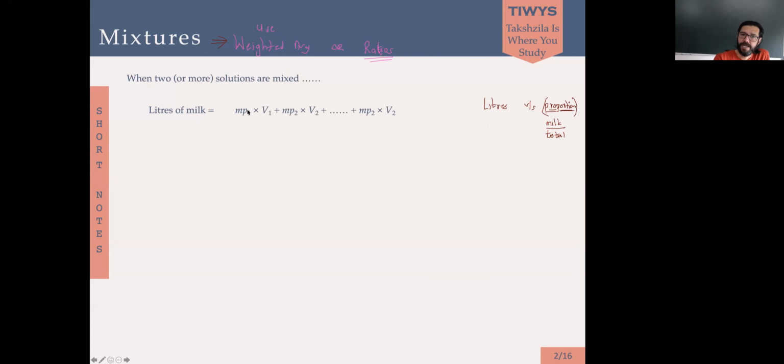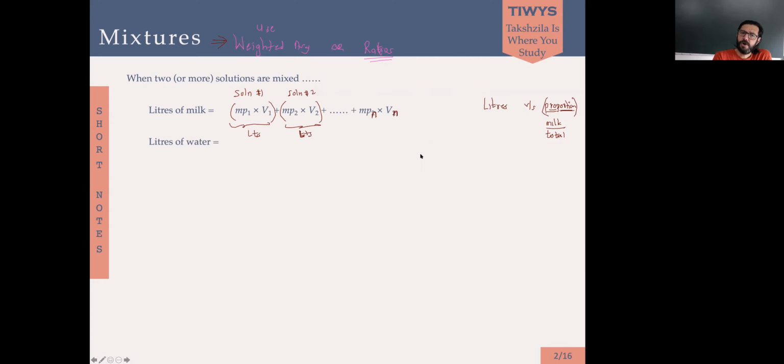This is from solution number 1. Proportion into volume, this is from solution number 2. There are many things that are mixed. So these many liters; this is proportion, and this total becomes liters. You'll keep going on, and that's it. The last one should be N: the proportion from the nth solution, and that is your liters of milk.